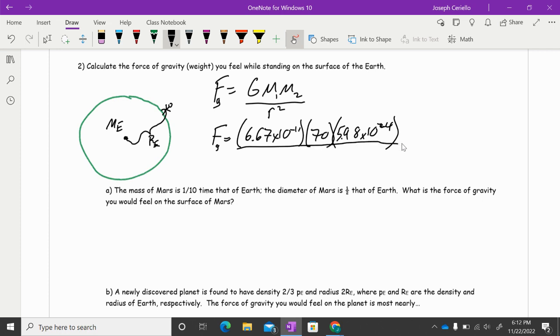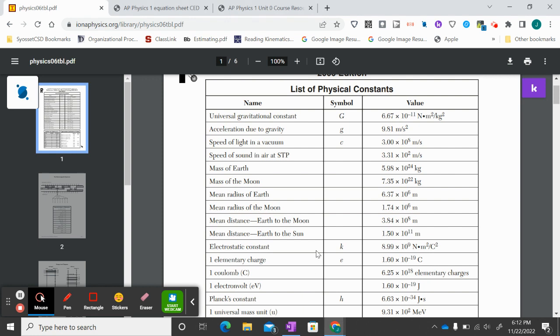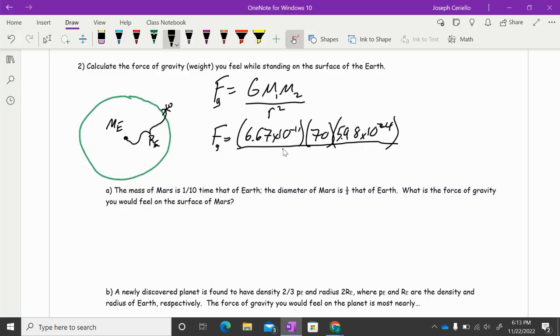All over. Now, R is the distance from your center to Earth's center, which is going to be about the radius of Earth. So that's 6.37 times 10 to the 6th. And don't forget to square that bottom number. All right, so throw that all in your calculator, and let me know what you get.